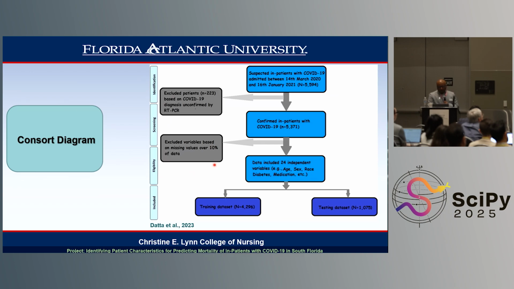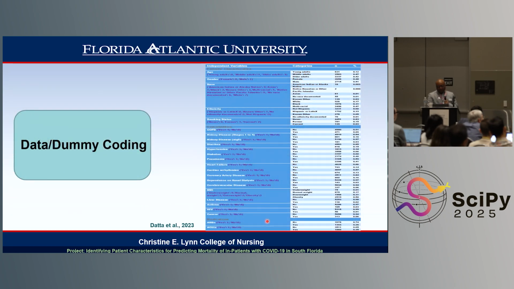Then we excluded the columns, or you can say independent variables, that are missing more than 10%. This is our criteria. Your criteria may be different. Our criteria is more parsimonious, so I believe it is more strict. So we excluded those, and then we got 24 variables. And as usual in machine learning, 80-20 or 70-30, you can split for training and testing or validation data set.